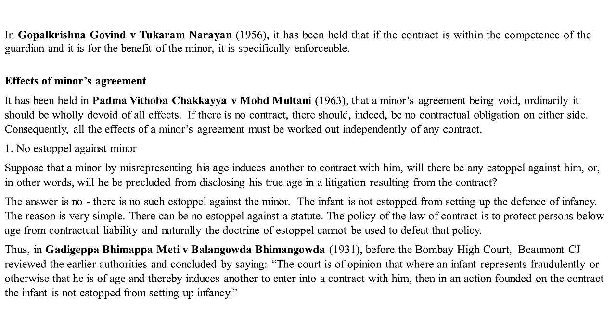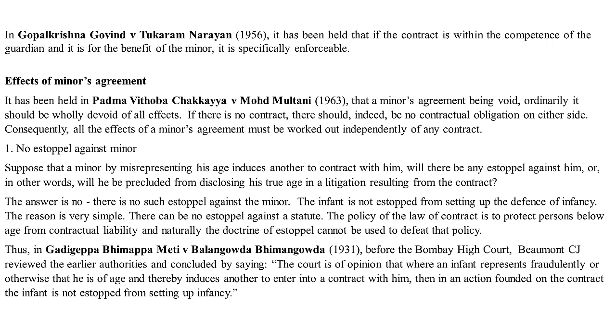Now, there are three things over here. Number one, no estoppel against minor. So suppose that a minor, by misrepresenting his age, induces another to contract with him. Will there be any estoppel against him, or in other words, will he be precluded from disclosing his true age in a litigation resulting from the contract? The answer is no. There is no such estoppel against the minor.